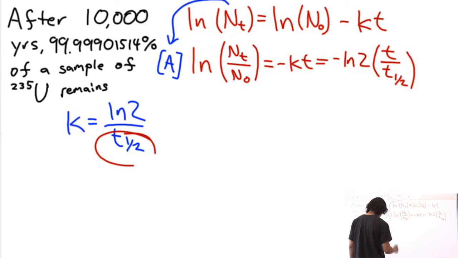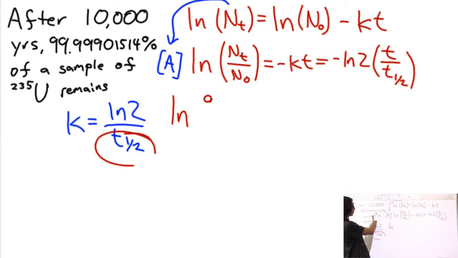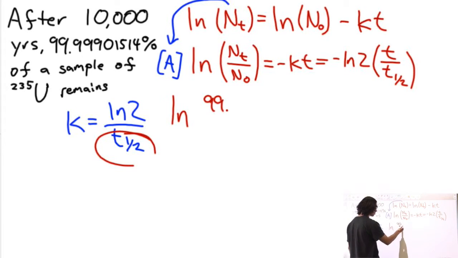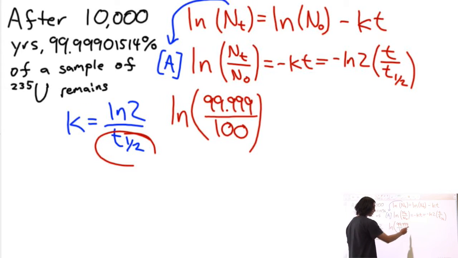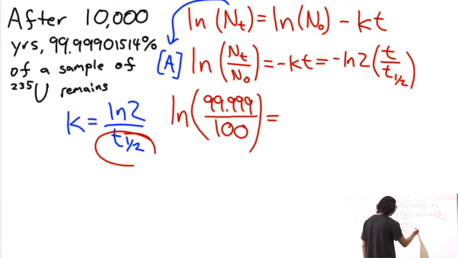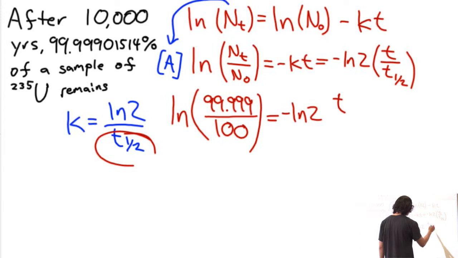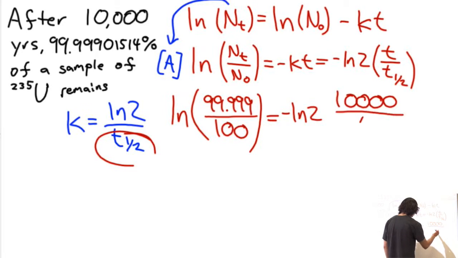So that means that the natural log of 99.999001514, and I will cut it off here so I don't have to write the rest of those decimals, but you should preserve your sig figs for a problem like this, over 100% is the initial amount, and that's going to be equal to the negative natural log of 2, which is a known quantity, times t, which we know as 10,000 years. We're given that number, over T1/2.